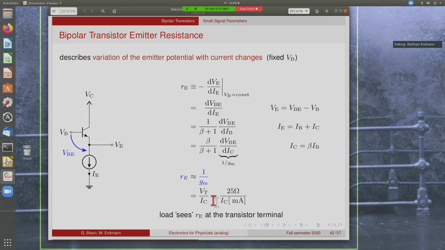So this is the resistance that a load would apparently see at the output of a transistor terminal in terms of a small signal, of course. So only when you make small changes, then the output of a transistor will look like a small resistor of 25 ohms divided by the collector current. So if you have a collector current of 10 milliamps, that's only 2.5 ohms. So you have a very small resistance. This is another way of saying that the emitter potential is relatively constant and independent of what you do, because most loads that you apply will have a much larger resistance than 2.5 ohms.